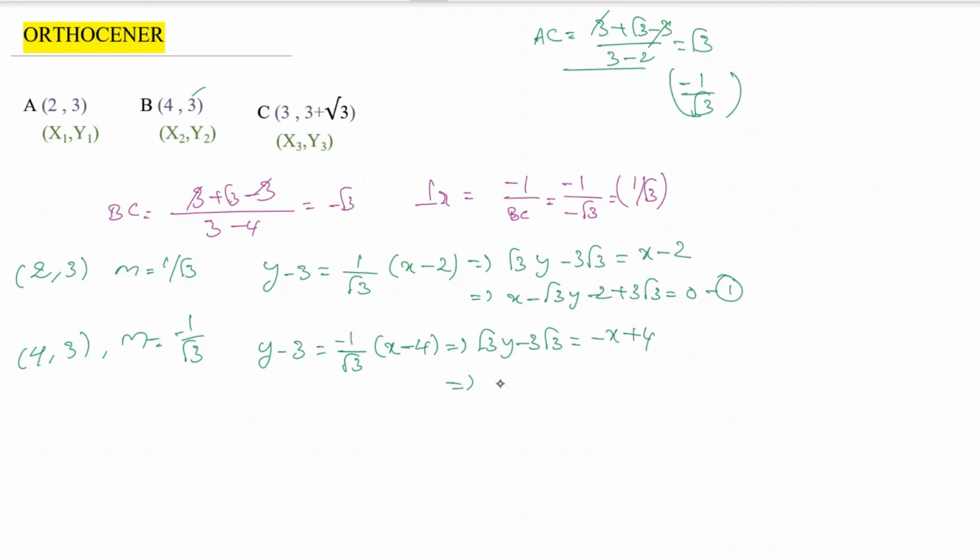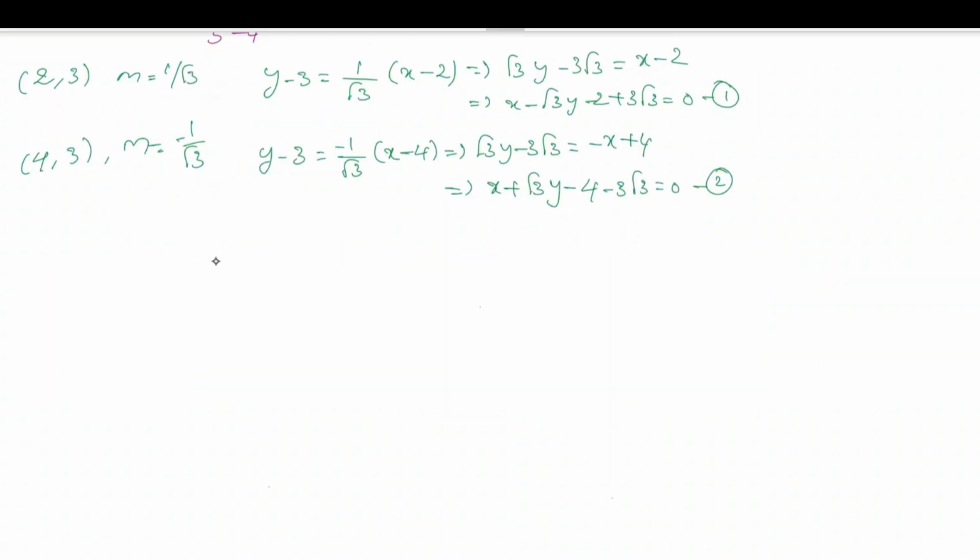And then if we take everything to one side, we'll have x plus root 3 y minus 4 minus 3 root 3 is equal to 0. Now we use these two equations to find the point of intersection. We can write x, y, 1.